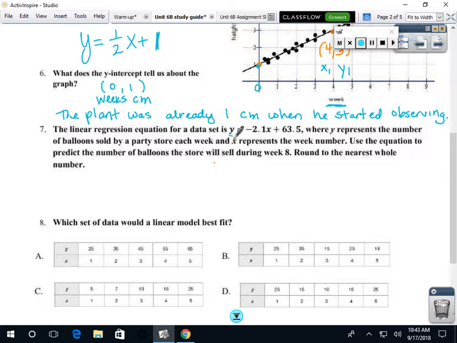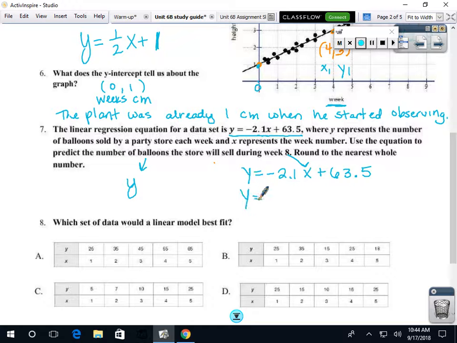Right, so I might underline that, or I might even go ahead and bring it down because you pretty much know you're going to have to use that, right? Correct. So down here, you might want to put like an arrow and put balloons or the Y. Okay? And so we know this is balloons. What is the X? Weeks, right. It says X represents the week number. So 8 is a X value because it's weeks. So wouldn't that mean we plug it in for X?